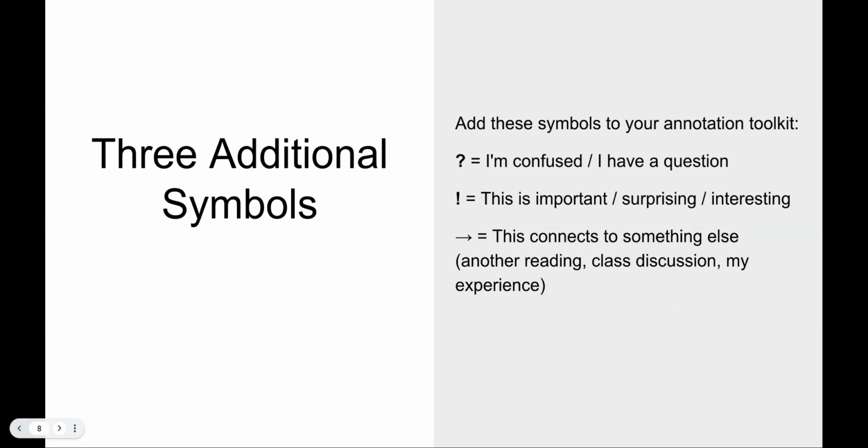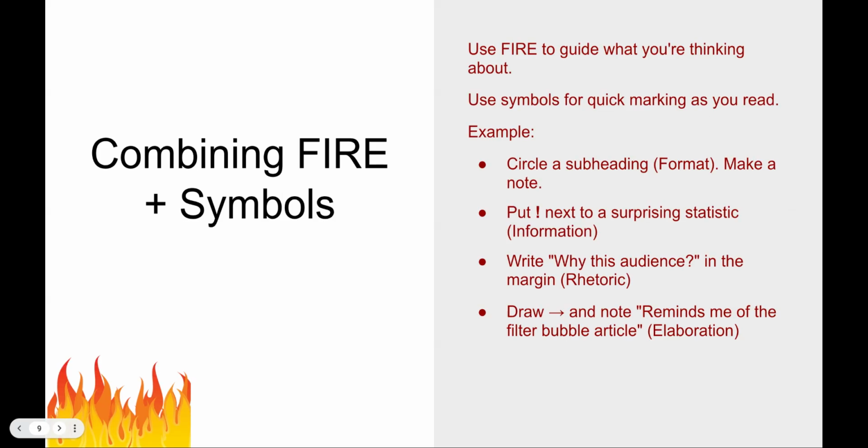A few other symbols that some students find helpful is the question mark: I'm confused, I have a question, I need to go back to this. Exclamation point: maybe something is really important, it's surprising, it's interesting. And an arrow means it's going to connect to something else in another reading, class discussion, or your own experience. And with each of these, I recommend not just using the symbol, but a symbol and just a couple words to remind yourself when you return to this article what that symbol was meaning. So use both, use FIRE and use those symbols in addition.